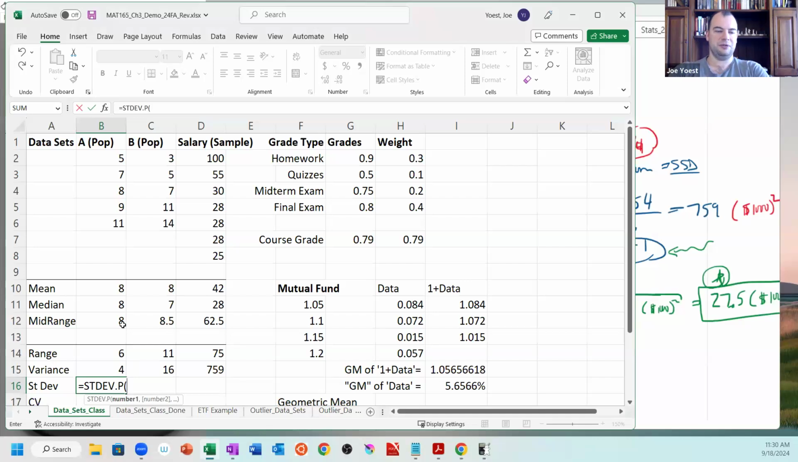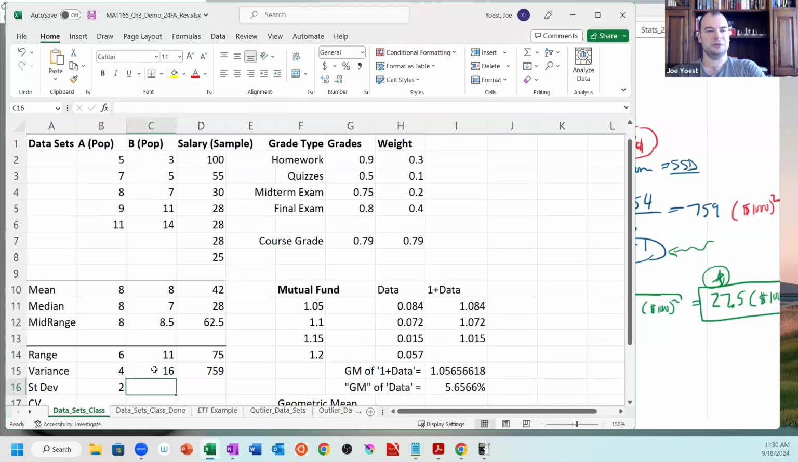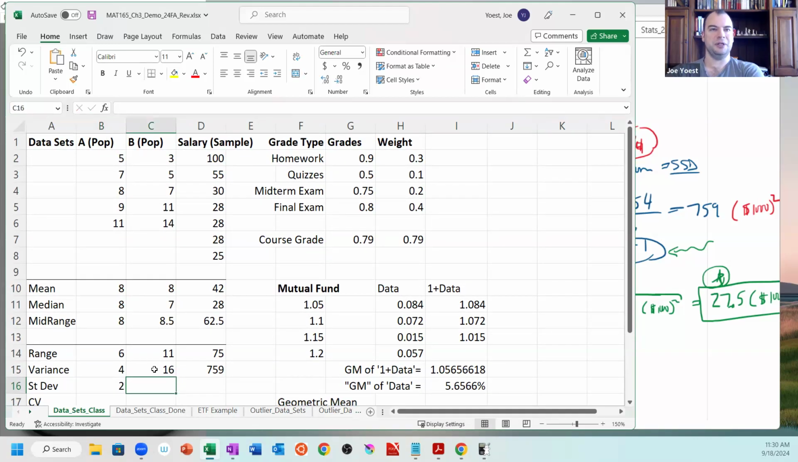So I'm going to pick STDEV.P because the Ashley data represents a population. Select my data, end the parentheses, hit enter. And I see I get the same answer, the same 2, which is now in good units. It's back in the units of the original data, the same units that the measures of center and the range are in. So if I want to interpret something, I'm probably going to use the standard deviation.